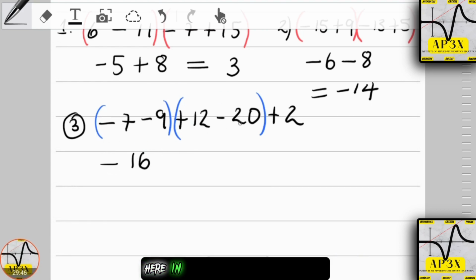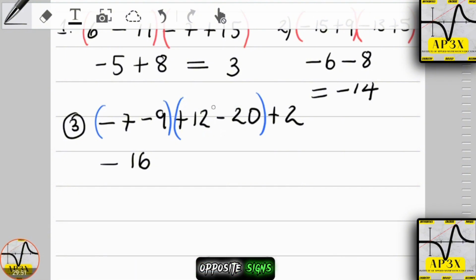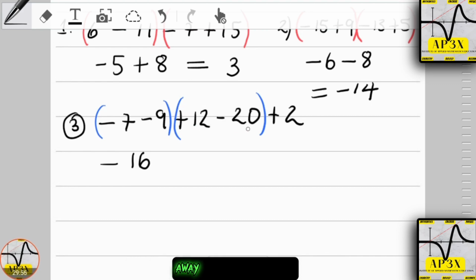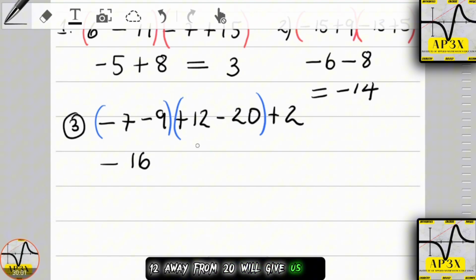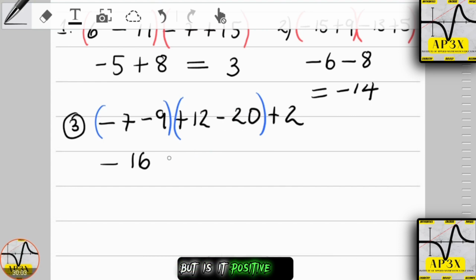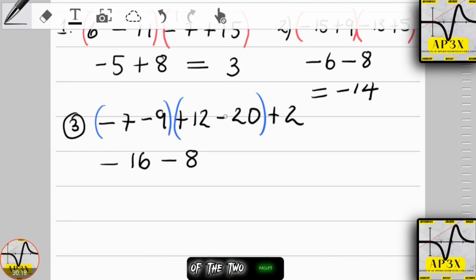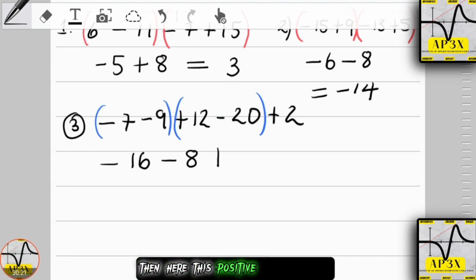Here in this blue bracket, you're going to find that we have opposite signs. With opposite signs, we're going to be taking the smaller value away from the larger value. So right away, 12 away from 20 will give us 8. But is it positive 8 or negative 8? Well, it is in fact negative 8. Why? Because the negative is the sign that is attached to the larger of the two values. Then here, this positive 2 comes down.